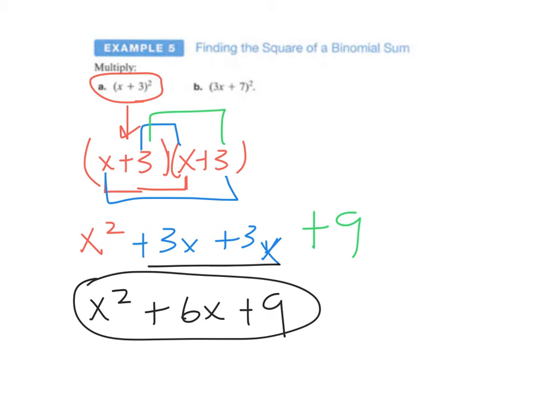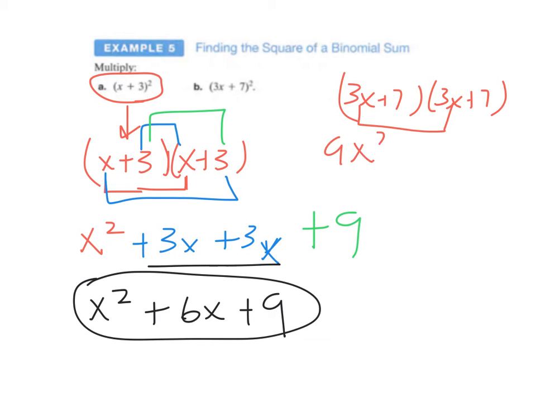So you just have to understand what the square means. That'll do the problem. So let's do the next one. If we have 3x plus 7 times 3x plus 7, we can go through the process of first term times first term. In this case, it's 9x squared.